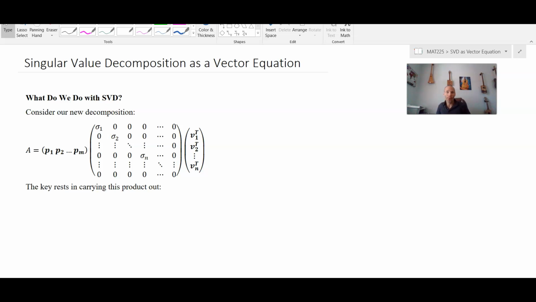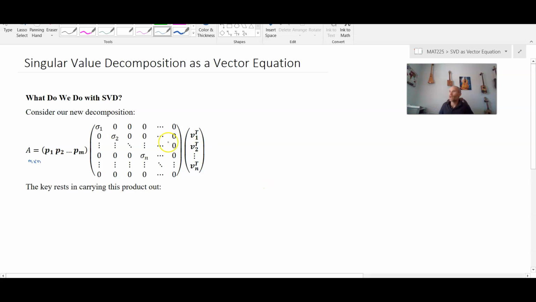We have one more order of business before we see how the singular value decomposition applies. The key here is to see that SVD can be written as a vector equation. This is very similar to the diagonalization decomposition theorem for square matrices. But since we're dealing with non-square matrices, where A is an m by n, the decomposition is going to be a little bit different written in vector form.